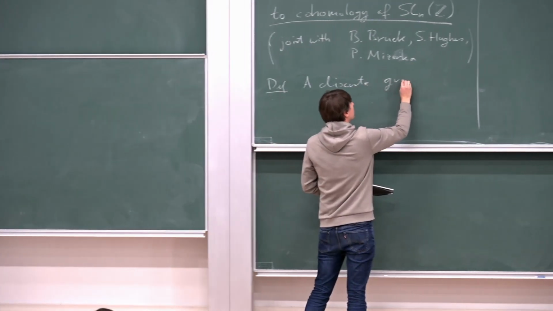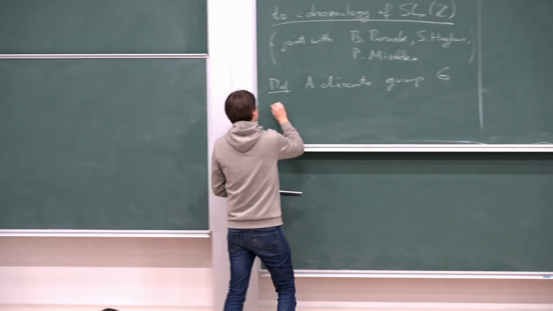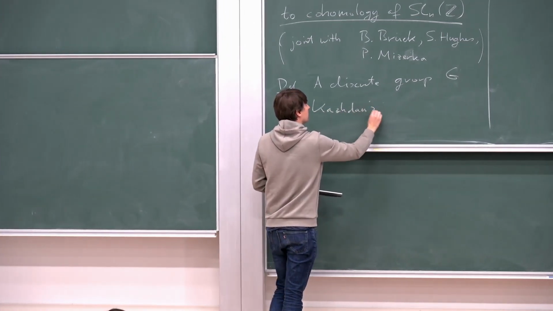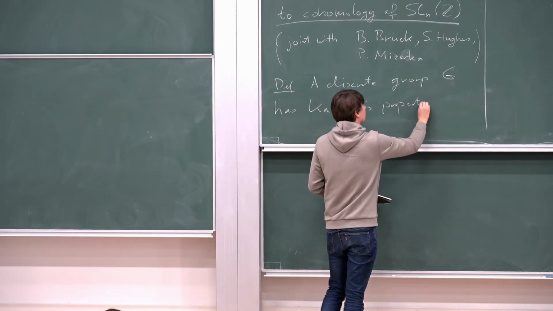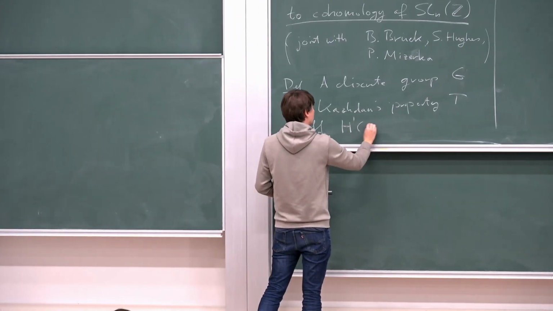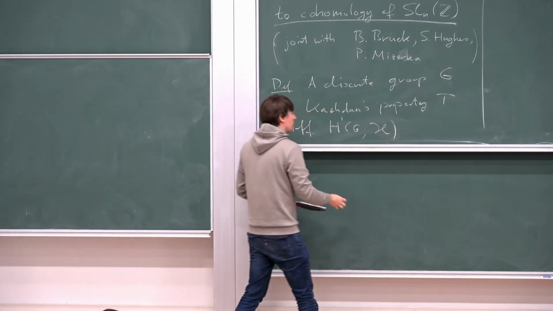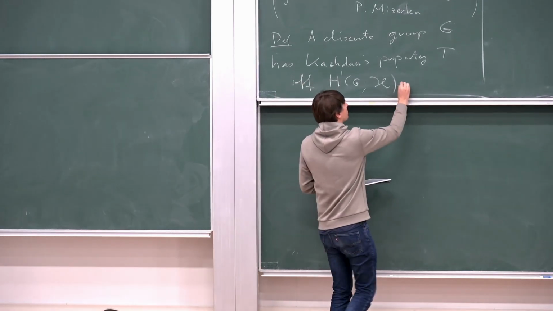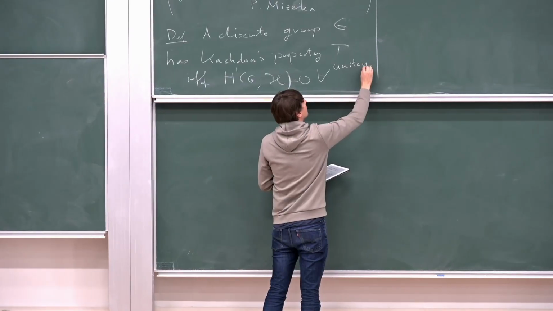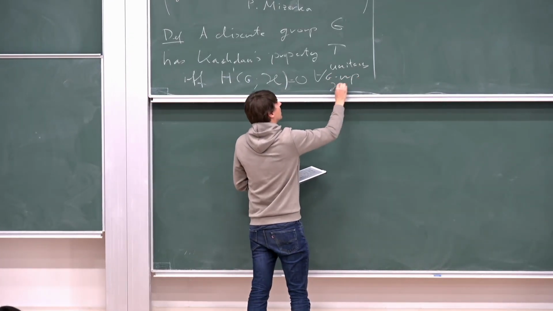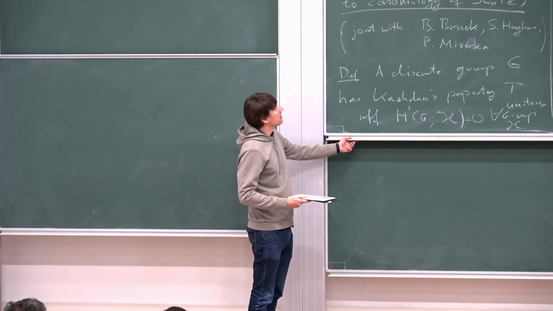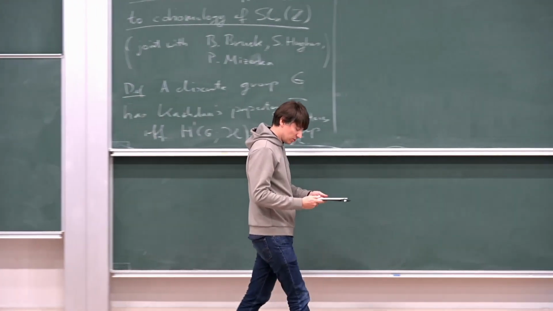So, a discrete group G has Kazhdan's property T if and only if the first cohomology of G with coefficients in a unitary representation on a Hilbert space is 0. So for every unitary G representation, it's a Hilbert space. Of course, we all know this is a celebrated theorem of Delorme–Guichardet, but I am going to cheat and use it as a definition.